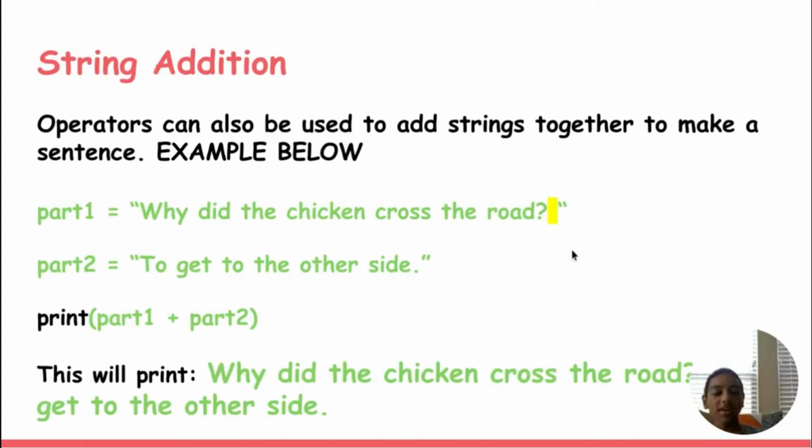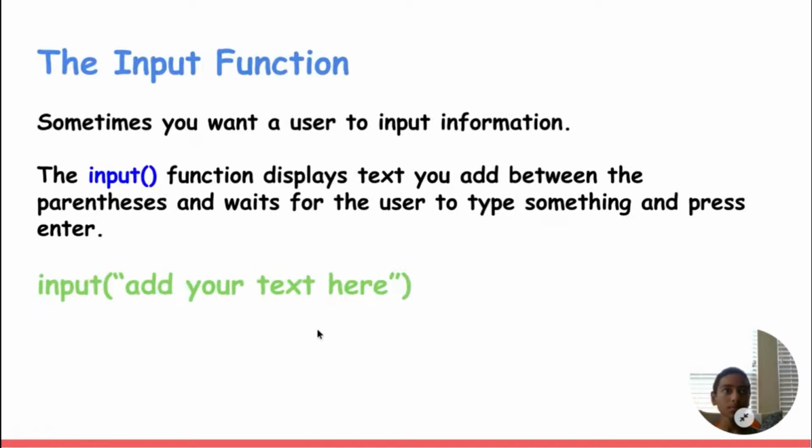You can add strings together to make a combined sentence. Part 1: why'd the chicken cross the road? Part 2: to get to the other side. Print part 1 plus part 2. This will print "Why'd the chicken cross the road to get to the other side," the full joke.